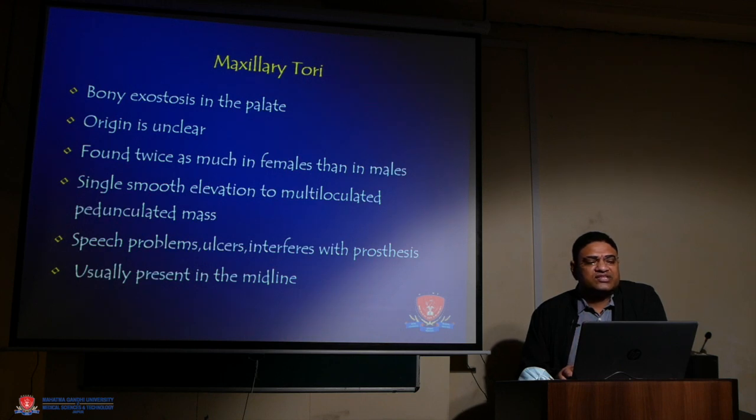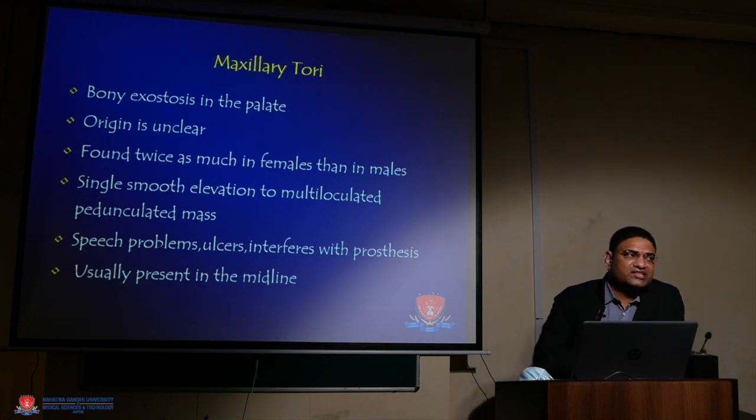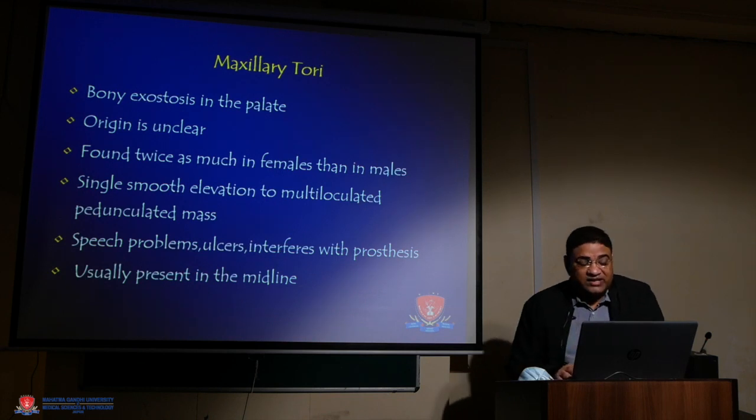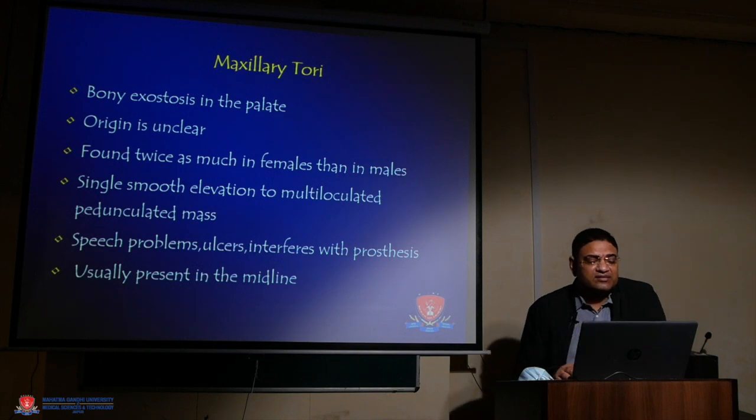Now comes the maxillary tori. They are mostly bony exostoses present on the mid palate, or in the mandible on the lingual side in the premolar region. Origin is unclear, found twice as much in females than in males. Single smooth elevation to multilobulated pedunculated mass. They can cause speech problems, ulcers, and interfere with prostheses. So usually they are present in the midline, in the palate or on the lingual side in the mandible.